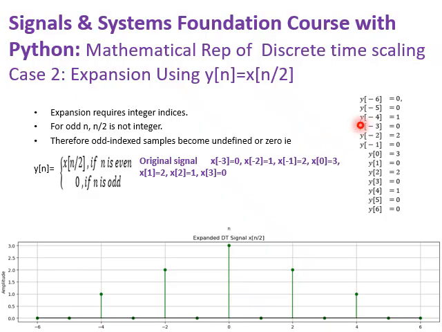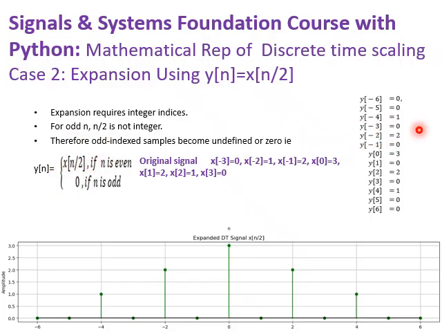At even index values, if x of n is non-zero, then we have its value, but if x of n is 0, then of course y of n is also 0 for that particular value of n. For example, y of minus 3 would be x of minus 3 by 2, that is x of minus 1.5, but n is not even, so in that case we replace it by 0.